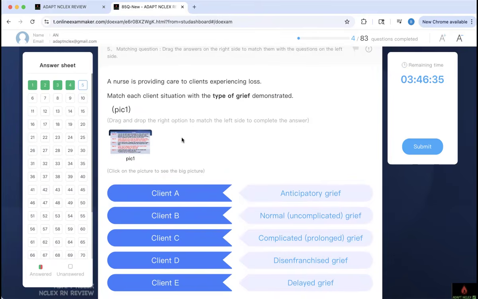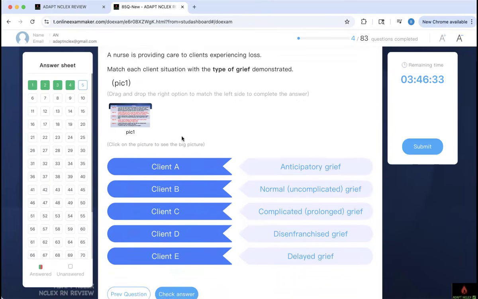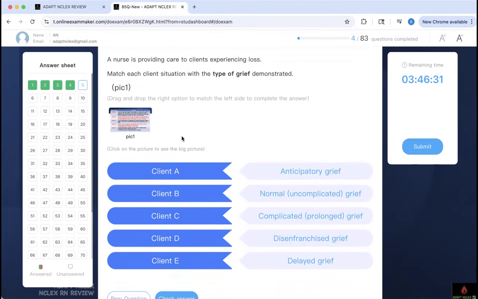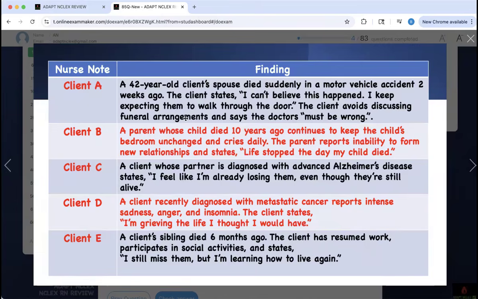But this question is very important. Mental health concept. And then she's providing care to a client experiencing loss. Match each client situation with the type of grief they're demonstrating. Number 1, a 40-year-old client, spouse died suddenly in a motor vehicle accident 2 weeks ago. The client stated, I can't believe this happened. I keep expecting them to walk through the door. They did, right? The client avoids discussing funeral arrangements and says the doctor must be wrong.